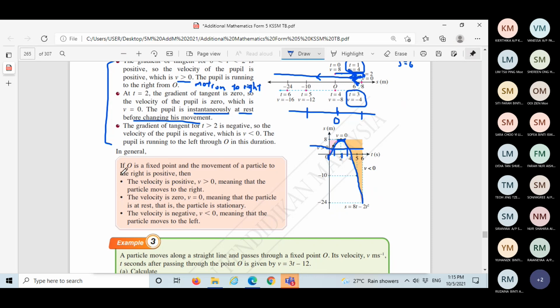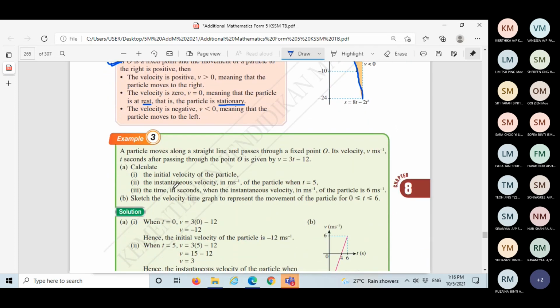So this one I want you to copy. O is a fixed point. Movement of the particle to the right is positive. Then velocity positive means what? The particle moves to the right. If the velocity is 0, it means the particle is at rest. Stationary, rest, all these words mean V equals 0. Next, velocity is negative, meaning the particle moves to the left. This one you copy.